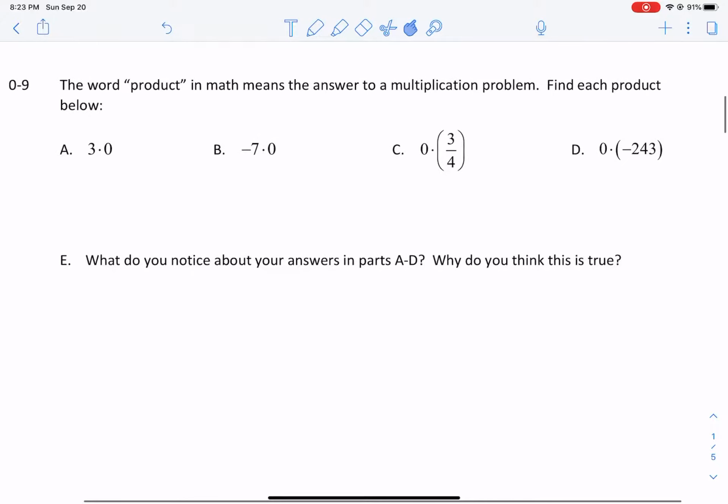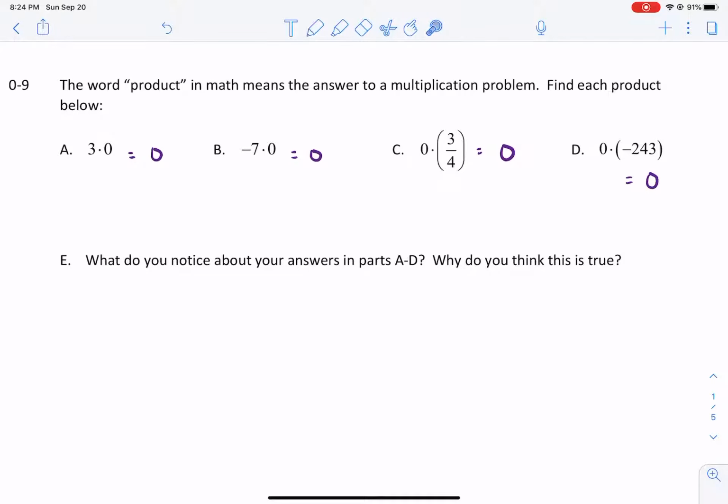So moving on to the next question, it says here the word product in math means the answer to a multiplication problem. So it says find the product below. So it wants us to find the answer. So 3 times 0 is 0. Negative 7 times 0 is 0. 0 times 3/4 is 0. And 0 times negative 243 is 0.